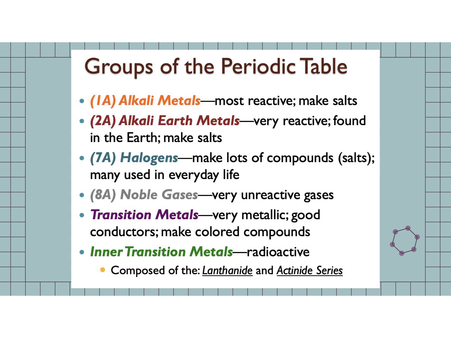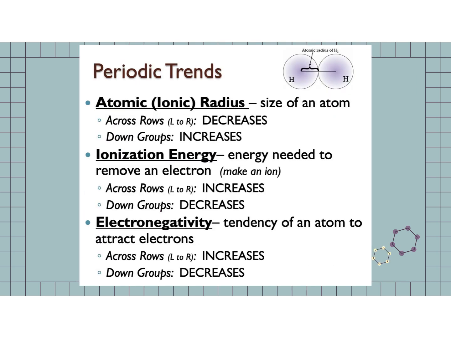They're good conductors. They're what you think of when you think of true metals. And then actually the two rows at the bottom are called inner transition metals, and those are all radioactive. So if you look at that list, that's where you have polonium and stuff like that that are radioactive.